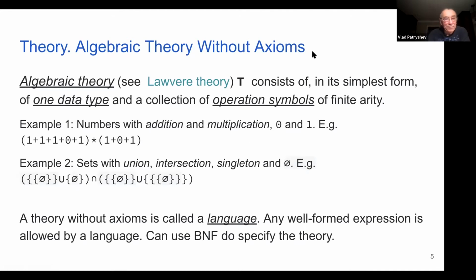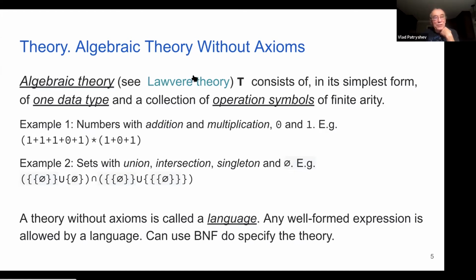So what is a theory? Let's start with algebraic theory without axioms. By the way, there are two kinds of theories, algebraic and geometric. I'm not going to talk about geometric theories, just keep in mind they are also out there, and they're very different from algebraic theories, so we're not going there. And algebraic theory is currently also known as Lawvere theory.